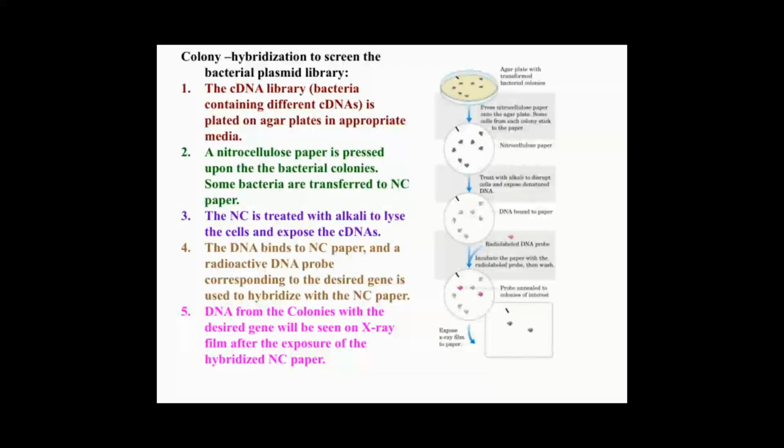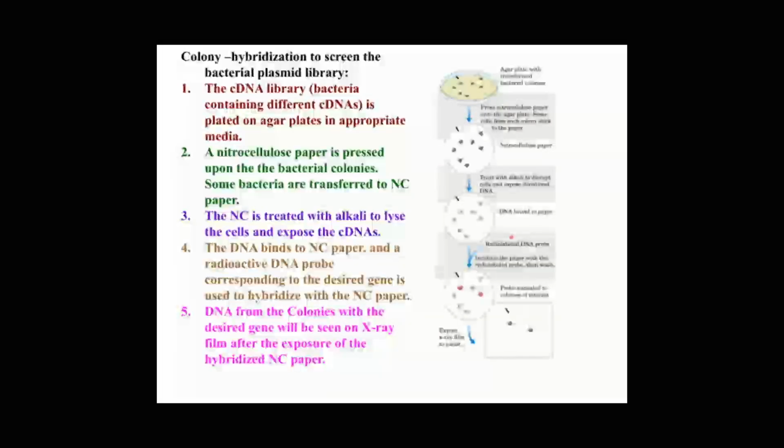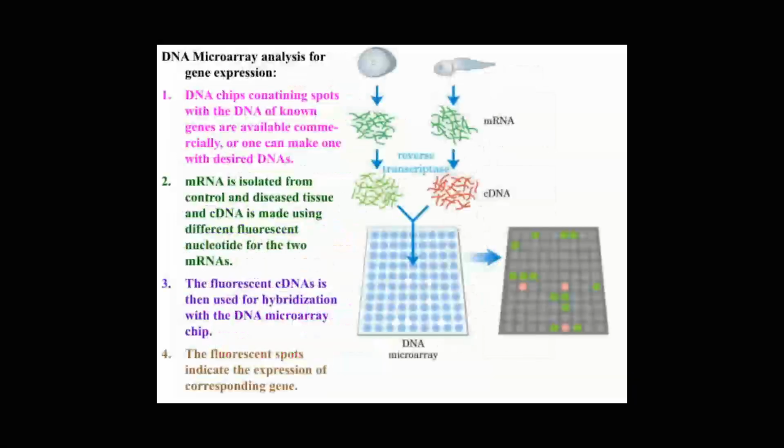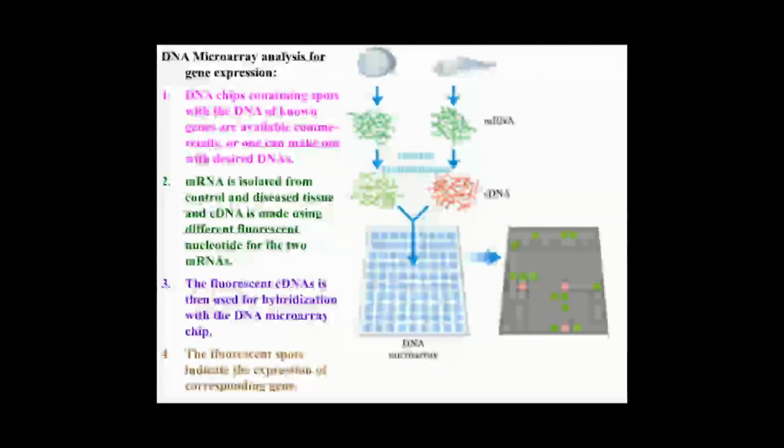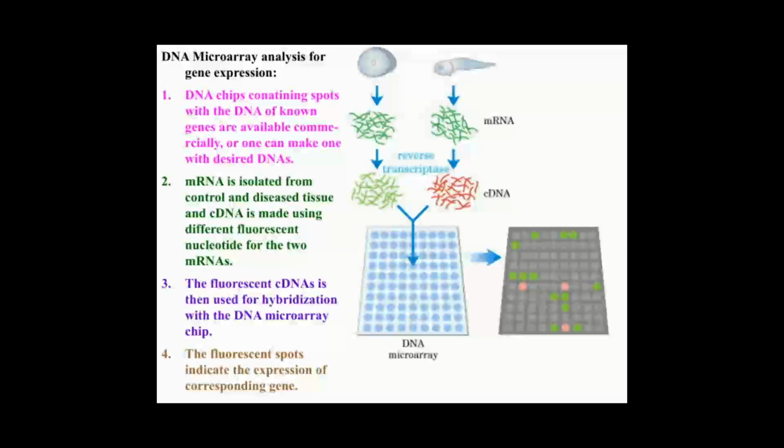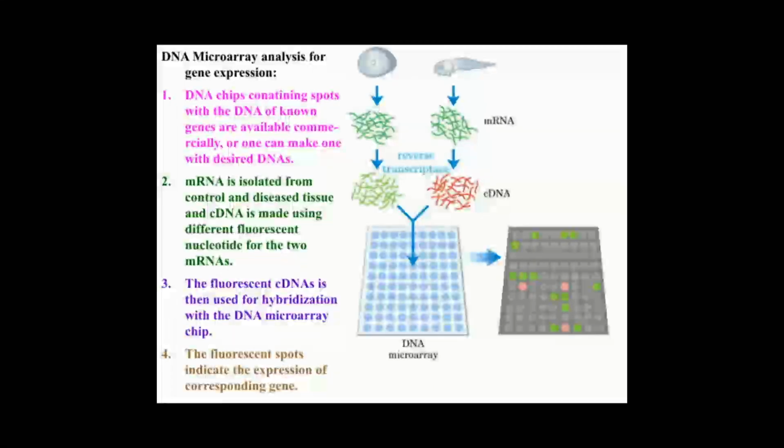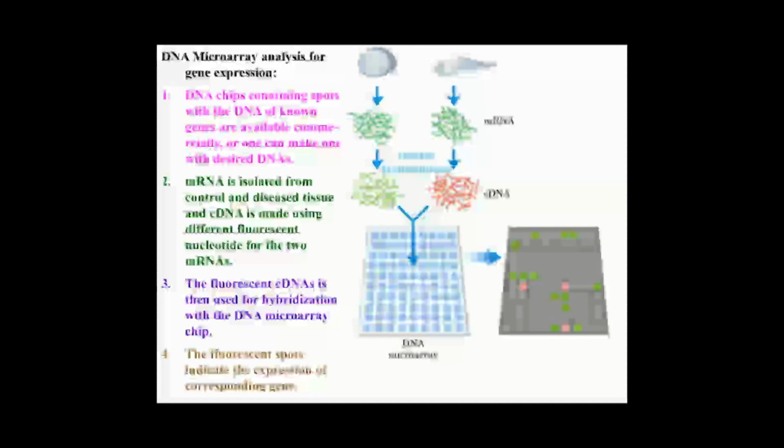Now, let's delve into DNA microarray analysis for gene expression. DNA chips, which contain spots with DNA from known genes, are commercially available, but you also have the option to create one with your desired DNA sequences. The process starts by isolating mRNA from both control and diseased tissues. Next, we convert this mRNA into complementary DNA, or cDNA, using fluorescent nucleotides, different colors for each sample, so we can distinguish them. These fluorescently labeled cDNAs are then hybridized with the DNA microarray chip.